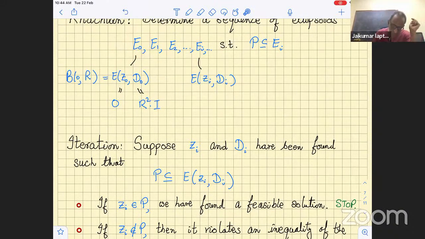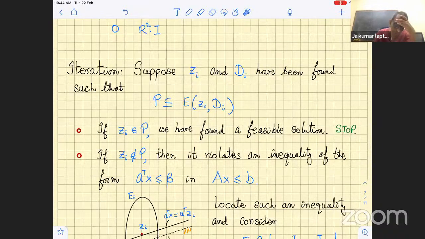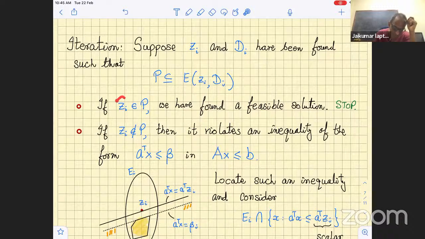We build a ball and we are ready with the first ellipsoid, which happens to be a ball. Then what do we do? In the ith iteration, we look at the center of the current ellipsoid and ask, is this center already a feasible solution? Because our goal is just to find a feasible solution, since once we know how to find feasible solutions, we can do everything. That was the point of the first 2 remarks I made about the ellipsoid method. So we ask, is this point a feasible solution? And if it is feasible, we have found our feasible solution and we stop.